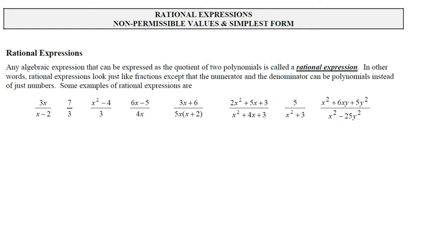All right, so the first thing we're going to start with in rational expressions, there's a couple of things. One is non-permissible values, right? And the other one is simplest form. So that's the two things we're looking at today.